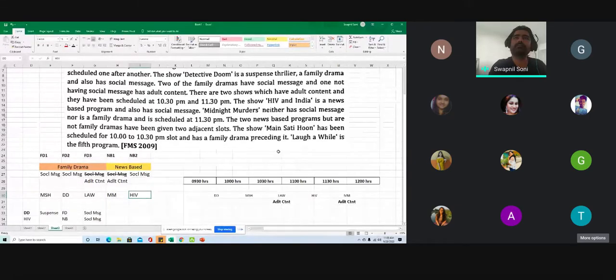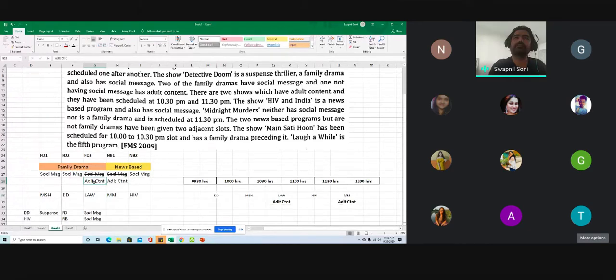If you look at the last one, Laugh a While is the 5th program. They haven't given any information about this, but that's the only slot available. So Laugh a While is the 3rd family drama available for us. So it is a program which has adult content.